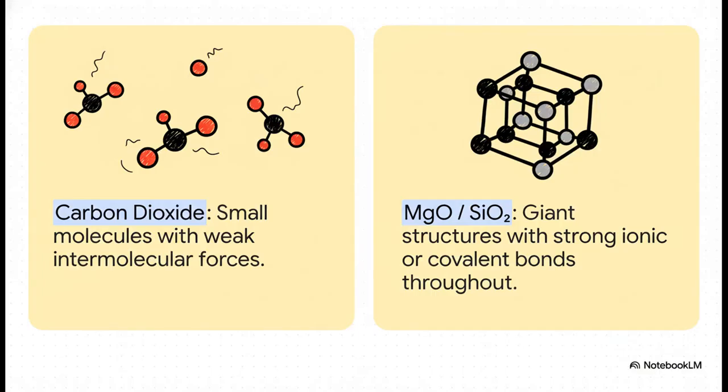So this first slide really breaks down the first layer of your comparison. The examiner wants to see you contrast the overall structure. You'll get marks for saying carbon dioxide is made of small molecules, while the other 2 are giant structures. Another point, talk about the particles. CO2 and silicon dioxide are made of atoms, but MgO is made of ions. And finally, and this is a big one, you have to contrast the forces. Weak intermolecular forces for CO2, but strong bonds running all the way through the other giant structures.